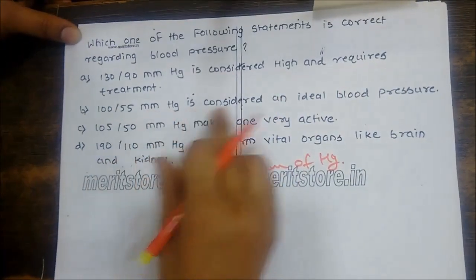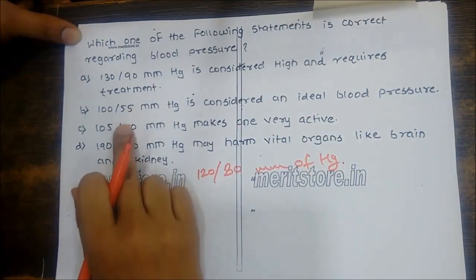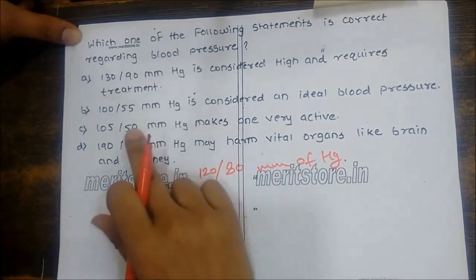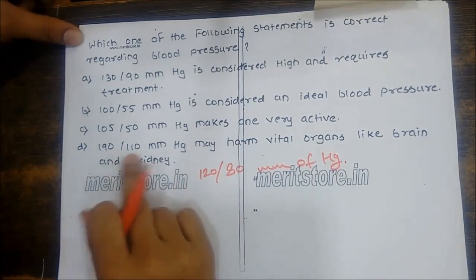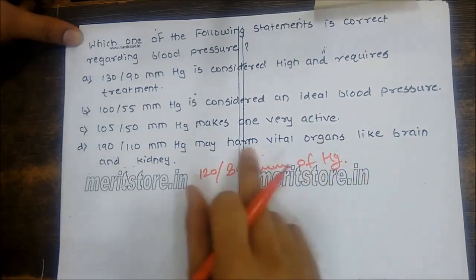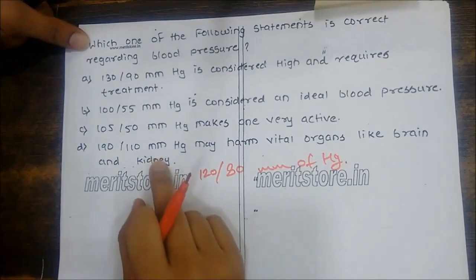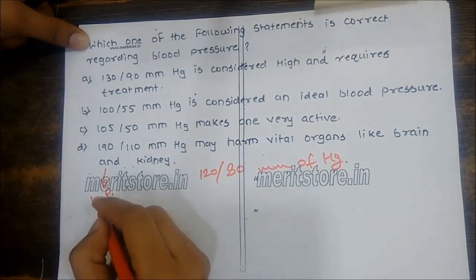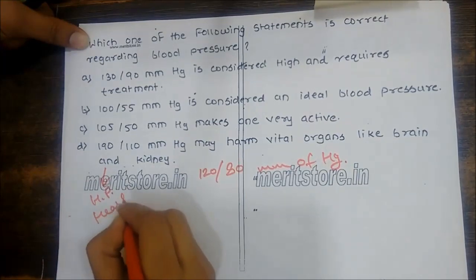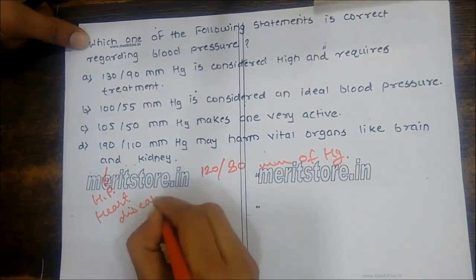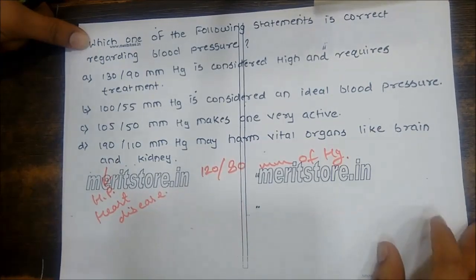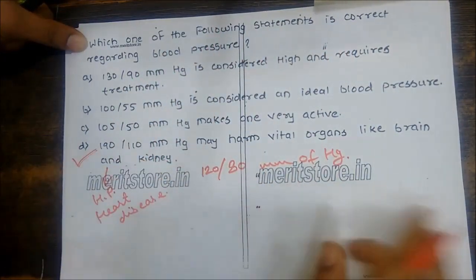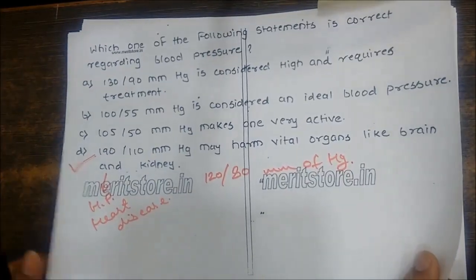100 by 55 mm Hg is considered an ideal blood pressure? It is not ideal because the lower blood pressure is very low. And 105 by 50 mm Hg makes one very active? No, because of low blood pressure one can't be active. And 190 by 110 mm Hg may harm vital organs like brain and kidneys? It's true, because 190 by 110 mm Hg is regarded as very high blood pressure, and it leads to heart diseases, and it can damage vital organs like brain and kidney. So the correct statement regarding blood pressure is D: 190 by 110 mm Hg may harm vital organs like brain and kidney.